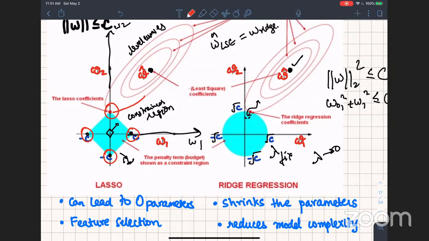If they are the only solutions, one of the other parameters vanishes, because the coordinate of this point is (0, W2), this is (W1, 0), this one is (0, -W2), and this is (-W1, 0). So if our solution is only going to be these four points, the other parameter vanishes. So lasso gives an effect of zero parameters: some of the parameters can go to zero, which basically means you're doing a kind of feature selection.